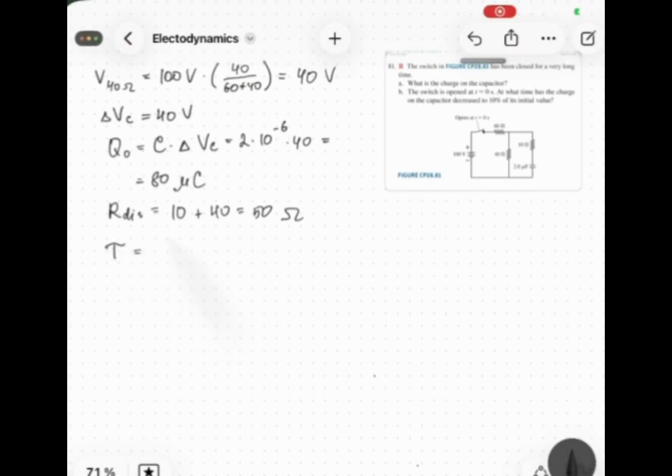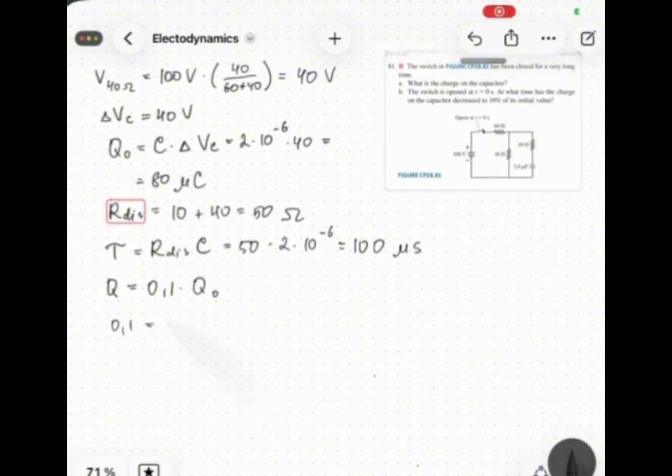The discharge time constant, which we also have to find, equals the discharge resistance multiplied by the capacitance, equals 50 ohms multiplied by 2 microfarads. That's approximately 100 microseconds. Exactly. Now we solve for t, the time when q equals 10% of q0. Let me write it here: 10% is 0.1 times q0.